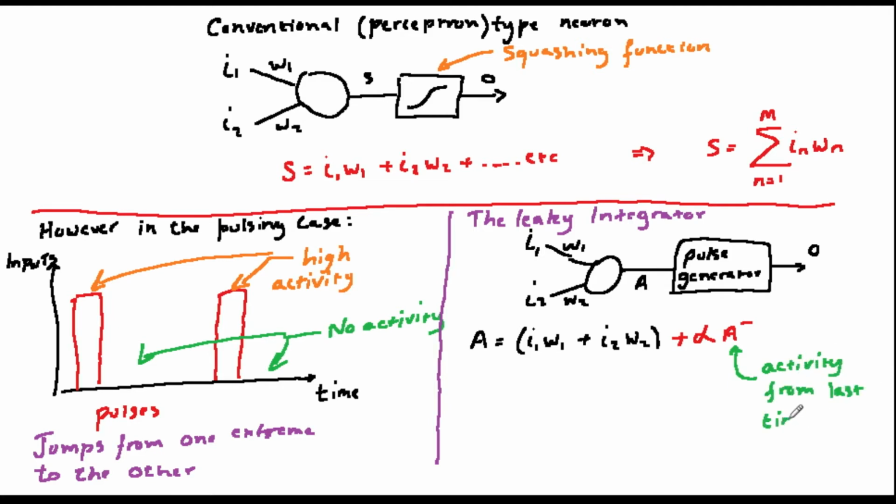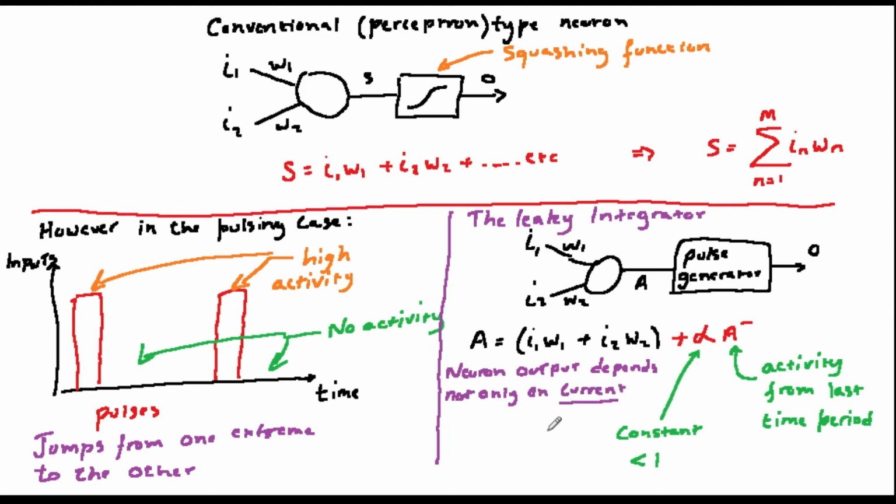Here, A represents the current activity of a neuron, and A superscript minus the activity from the previous time step. Alpha is a constant less than 1. This means that if there were pulses in the previous time steps, then they will be included in the current activity by the A superscript minus term. But if there were no pulses, the activity will slowly decay away towards 0, because alpha is less than 1.